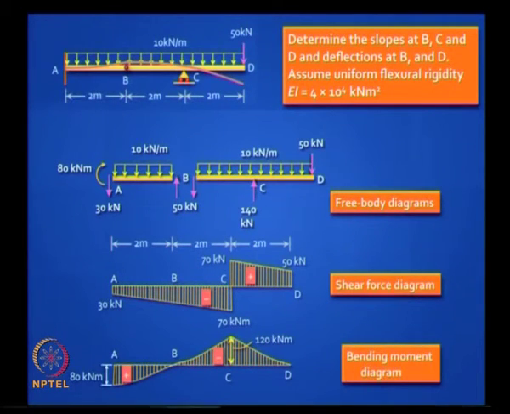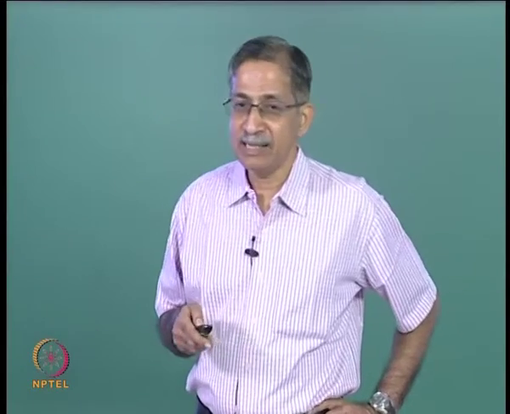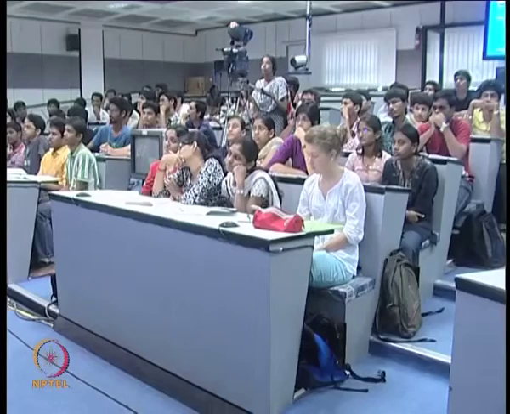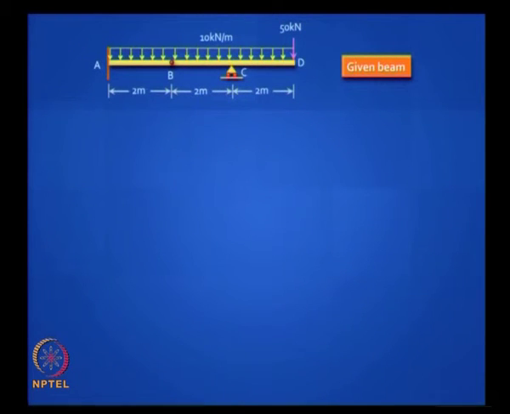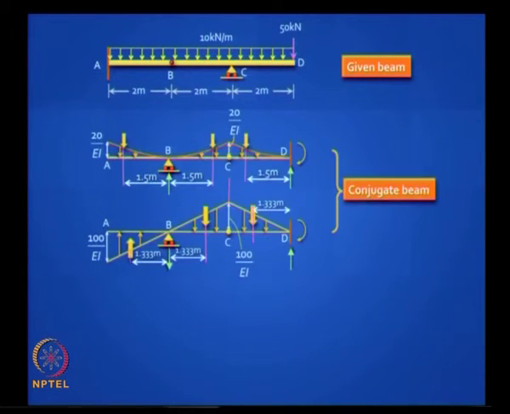Then what do you do? That is the loading diagram for the conjugate beam. That divided by EI is the loading diagram on your conjugate beam. What are the boundary conditions in your conjugate beam? A is free, so it becomes fixed; B you have an intermediate support, so it becomes a hinge; C internal hinge, you leave in place the intermediate support; and at D, fix it. Perfect. So this is the given beam and this is the conjugate beam.